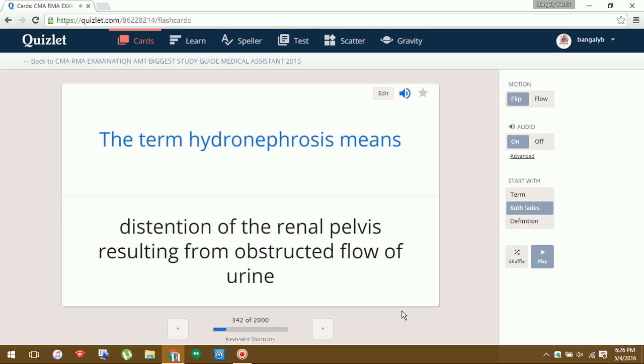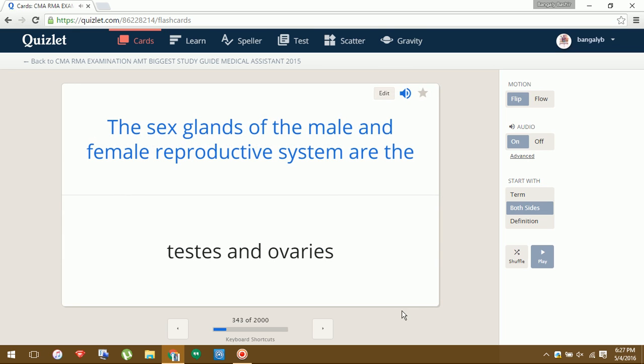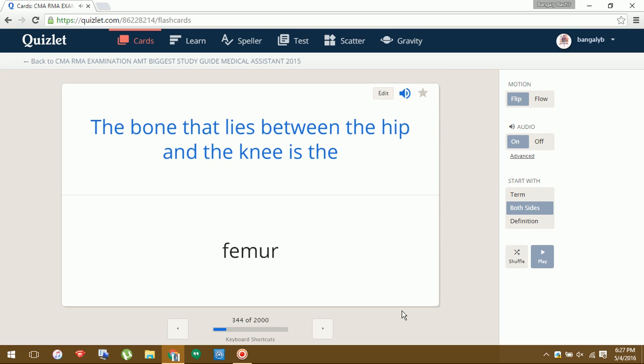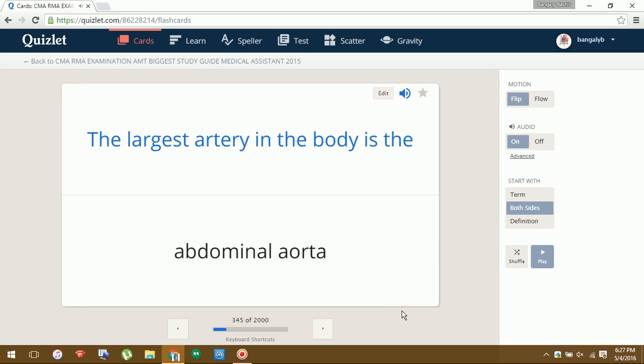The term hydronephrosis means distension of the renal pelvis resulting from obstructed flow of urine. The sex glands of the male and female reproductive system are the testes and ovaries. The bone that lies between the hip and the knee is the femur. The largest artery in the body is the abdominal aorta.